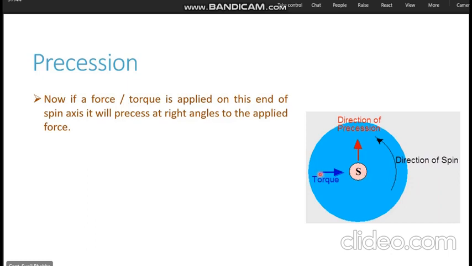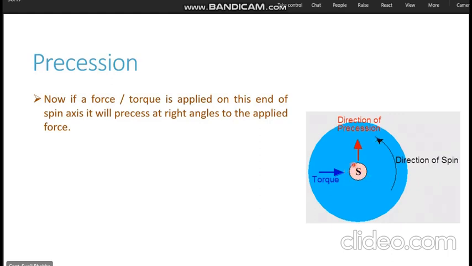It will move at right angles to the applied force. Now there are two directions at right angles to the applied force. One is upwards, another is downwards. So which direction is it going to move? This is decided by the direction of spin. You see the direction of spin in this case, looking from the south end, is anti-clockwise.